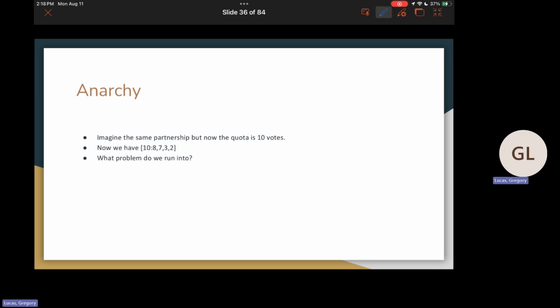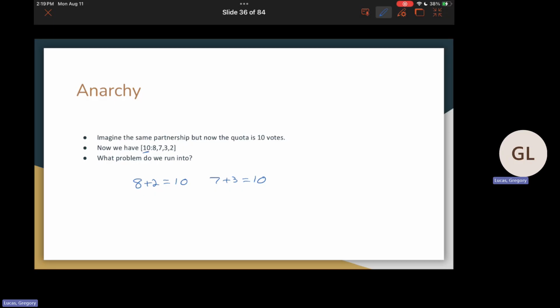So an anarchy means we could have a tie. So we really could never say 10 because we run into this problem. 8 plus 2 is 10, and 7 plus 3 is 10. So we could have a tie. So it wouldn't be practical to pick this quota number to be 10, because what does that mean? It has the yes votes, but it also has the no votes.